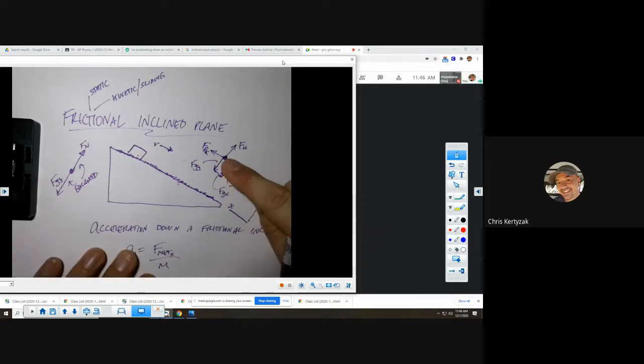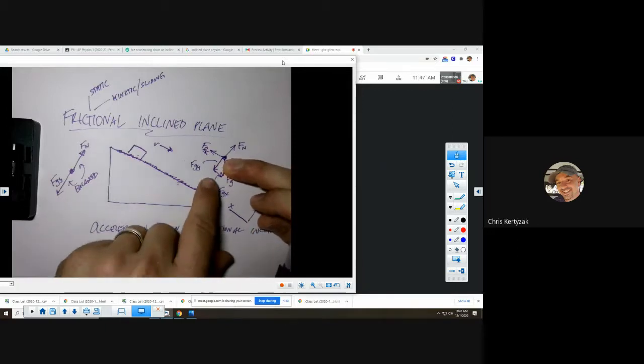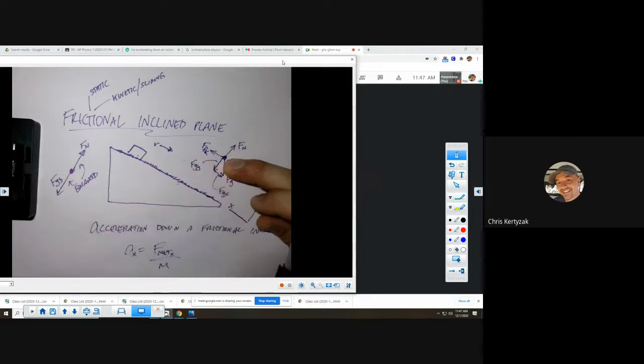And once again, we've resolved the weight vector into its two components, this one and this one, then we imagine it's gone. And we're trying to seek out the unbalanced amount of force out of 1, 2, 3, 4 forces.